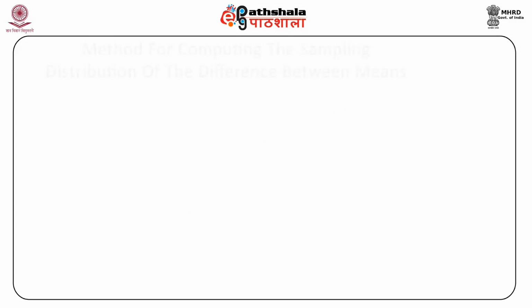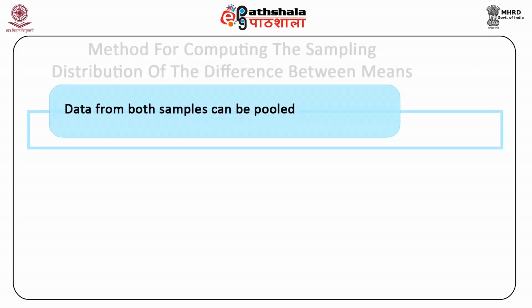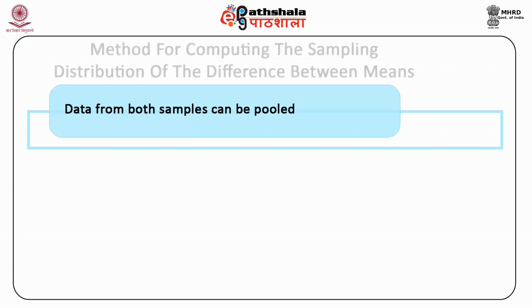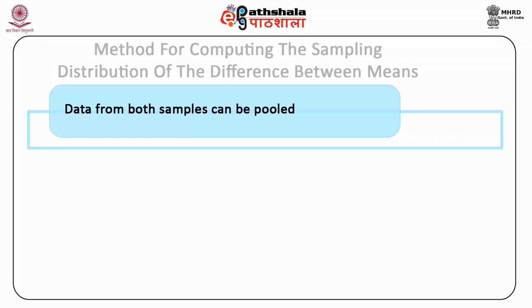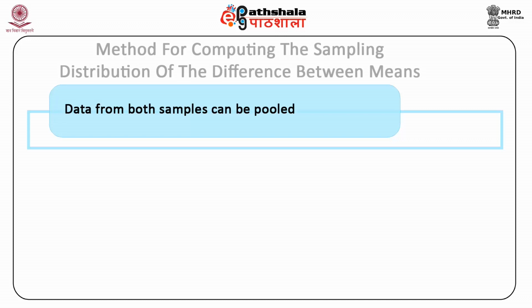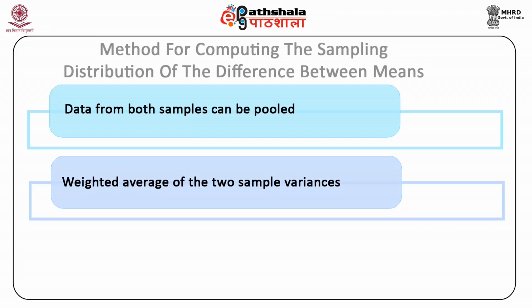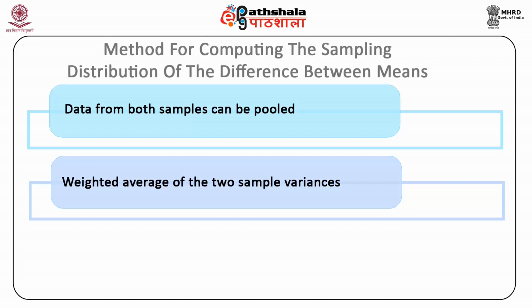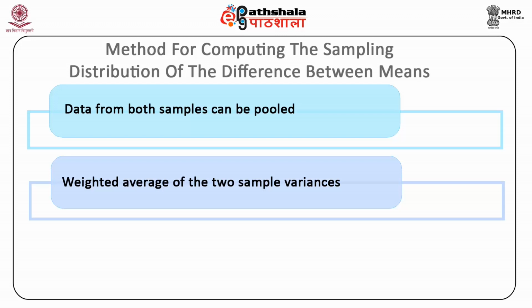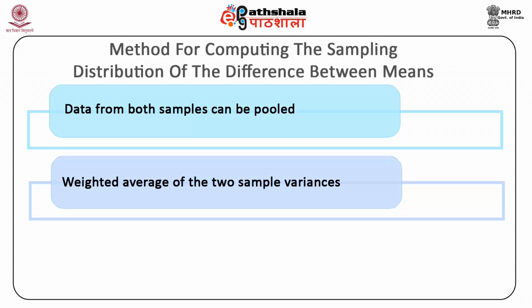But since the populations have a common variance, the data from both samples can be pooled to obtain a single estimate of sigma square. This is done by computing the weighted average of the two sample variances, where the weights are the degrees of freedom, n-1 for each sample.